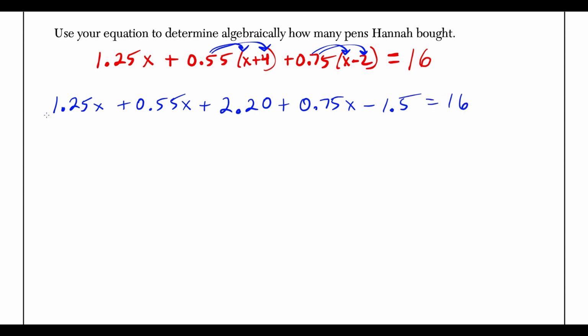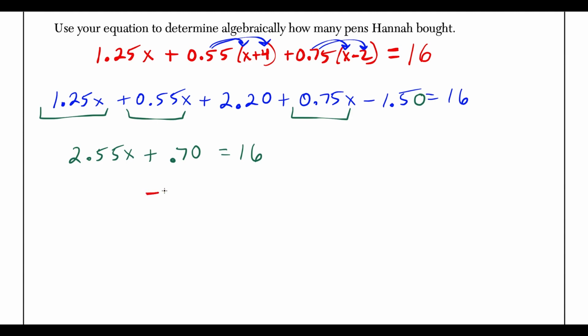So now from this part, we just combine the like terms. So we have this, plus this, plus this. If we add that, that's going to give us 1.8. And then if we do 1.8 plus 0.75, we're going to have 2.55 times x. So that's combining the x terms here. And now 2.20 minus 1.5, I think of this as 220 minus 150. That would give us 0.70. So we're going to have plus 0.70, and this is equal to 16.